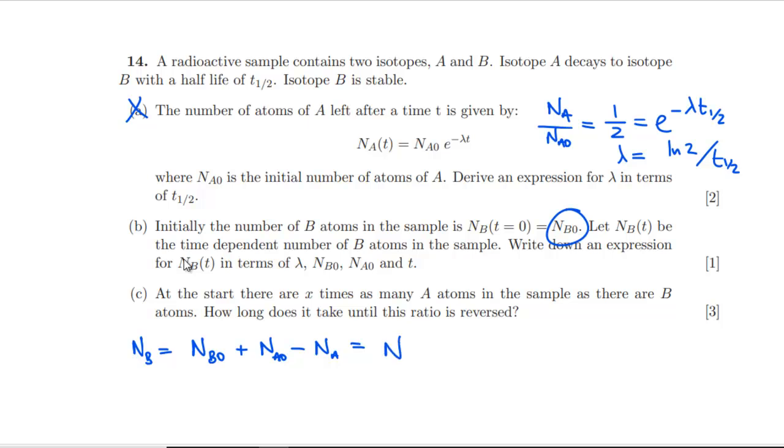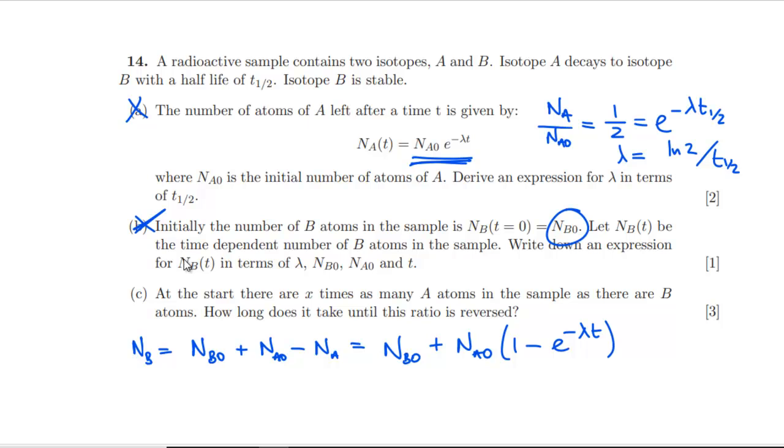So we can replace what NA is by this, because they're the same thing. So that's NB0 plus NA0 times 1 minus e to the minus lambda t. Is there anything else? They want it in terms of lambda, NB0, NA0, and t. Yeah, which is all we've got in there, so that's fine. We don't have to do any more arranging with that.